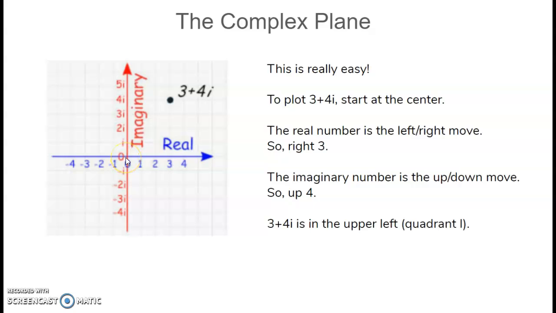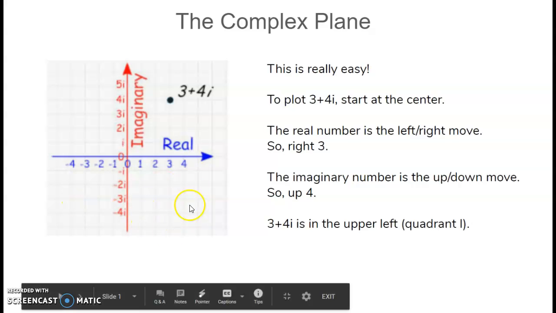So I start at the center. To plot the 3, I'm going to go right 3 on the real axis. And to plot the 4i, I'm going to go up 4 on the imaginary axis. And then plot your point. Still the same quadrants. So here's quadrant 1, quadrant 2, quadrant 3, and quadrant 4.